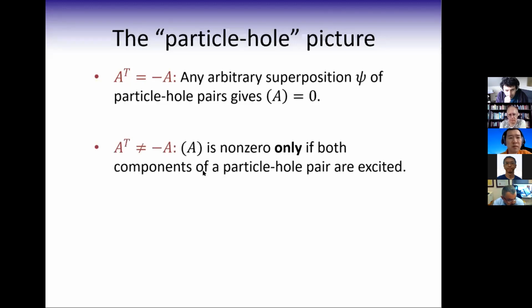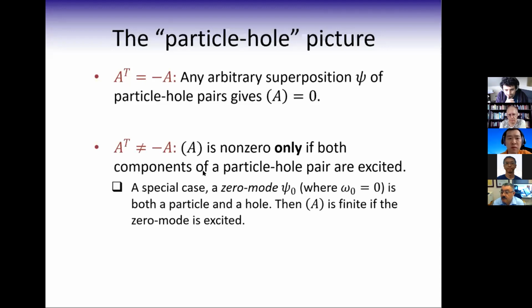Okay. All right, so what I was going to say is that a special case is, for example, if we have a zero mode given by this pseudo-chiral symmetry, then we can regard it both as a particle and a hole. So even if just this zero mode is excited, it also gives you a finite value of this expectation value of A.